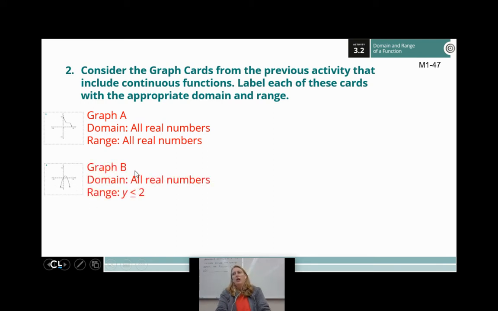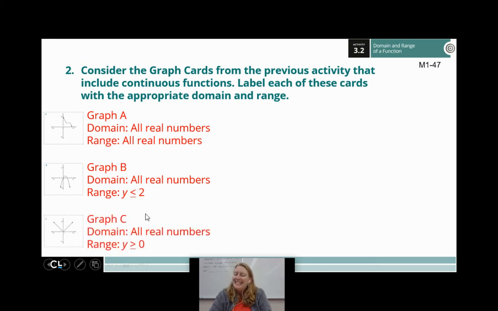So for graph B, my domain is still all real numbers because it's going to keep spreading to the left and right forever and ever, but it can't go up any further. That's as high as it goes, so it can go down forever. So I'll say y is less than or equal to 2.